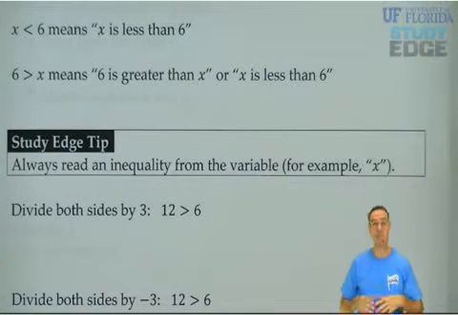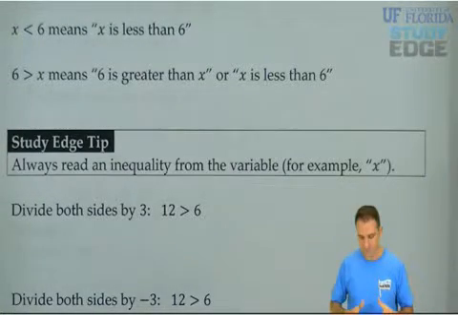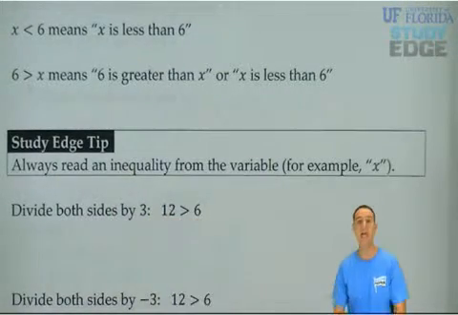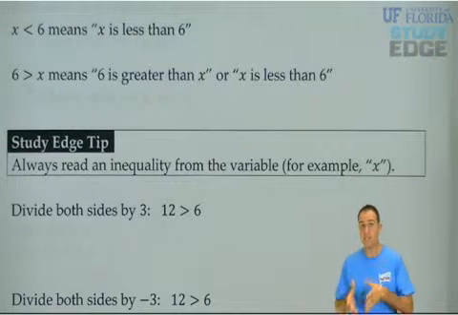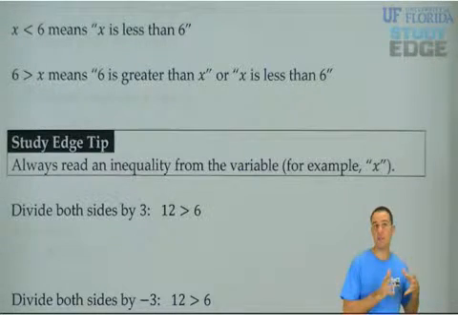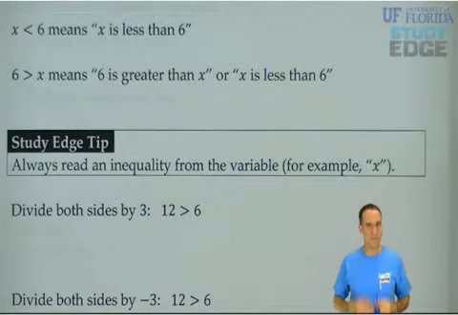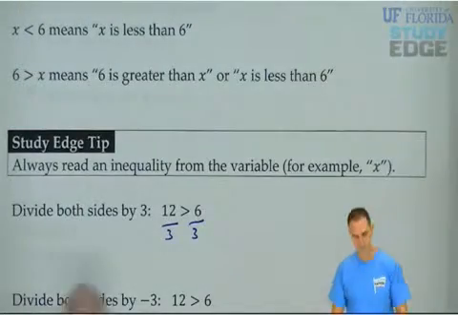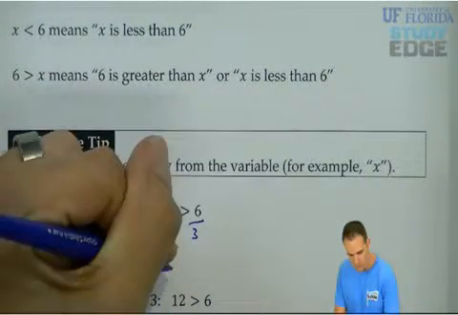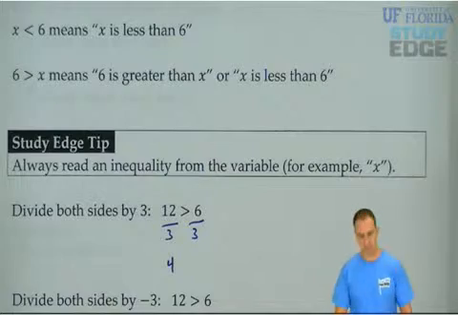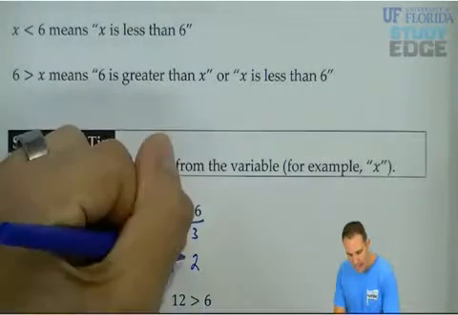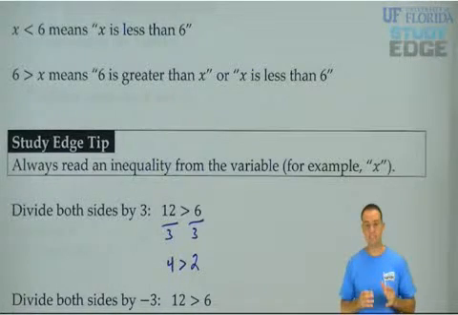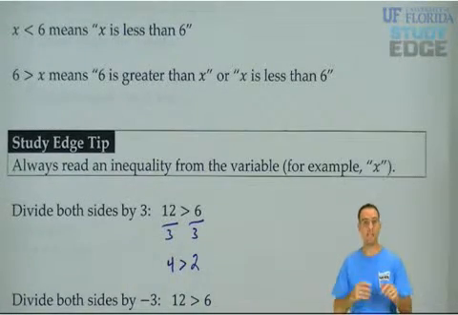The next topic is when you multiply or divide both sides by a number. In this first inequality, 12 is greater than 6, and that is a true statement. 12 is bigger than the number 6. If I want to divide both sides of the inequality by, let's say, 3, 12 divided by 3 would give you 4, and 6 divided by 3 would give you 2, and 4 is greater than 2. So notice, when we divided both sides here, the inequality symbol stays the same.